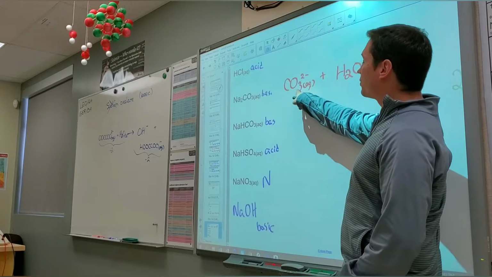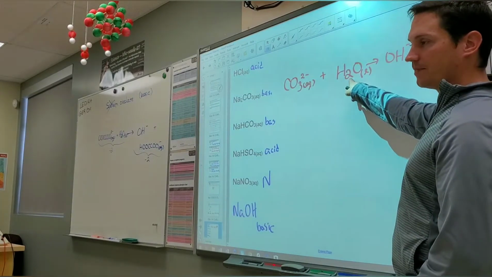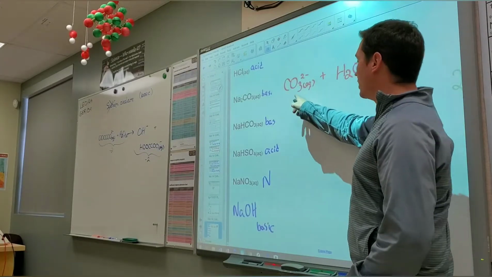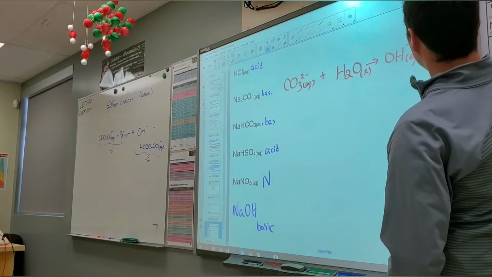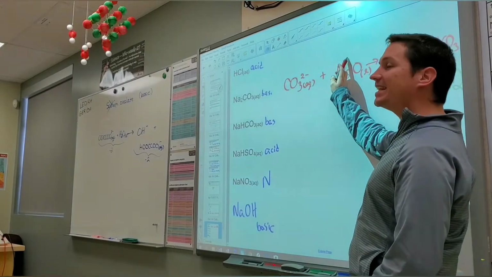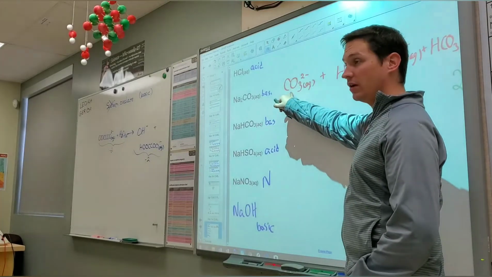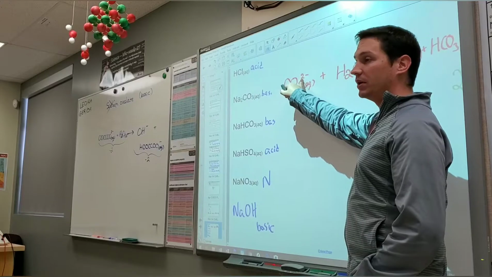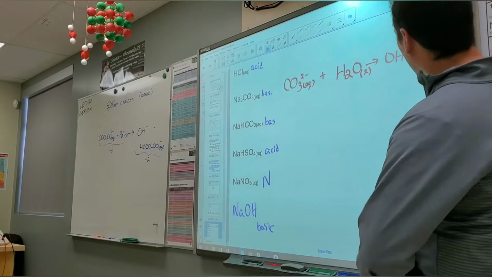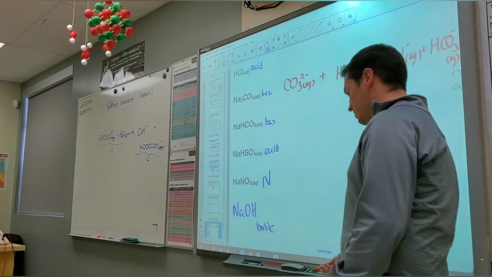The CO3, is it giving a hydrogen to the water? No, it's taking a hydrogen from the water, right? So it's going to turn into HCO3. And if it steals a proton, if it steals a positive, what will the charge now be? 1 negative. And then we see 2 minus over here and 2 minus over here. That works out just fine.